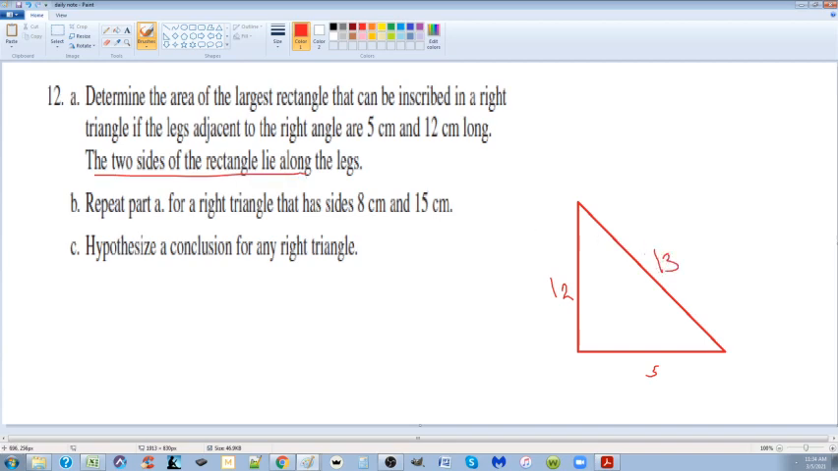2 sides of the rectangle lie along the 2 legs. So I'm going to determine the area of a rectangle that can be described inside of this, and it's got to be lying on these things. So the problem here is my x and my y are definitely going to be that. And it wants to know the area, the max area.